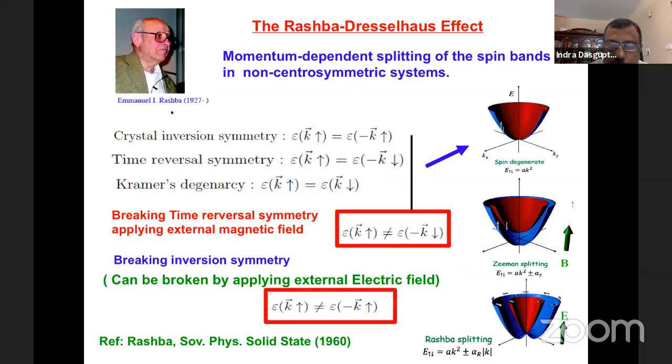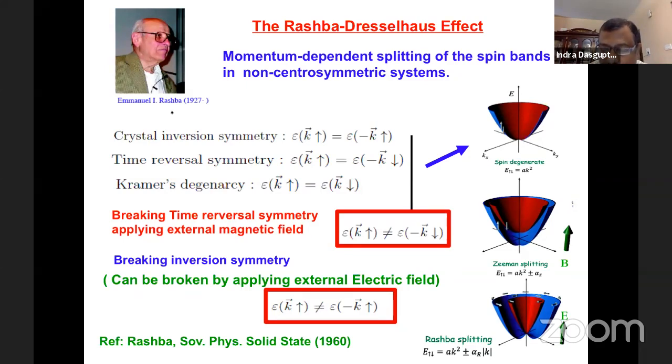What I'm going to talk about today is a totally different effect. If you have a system which breaks inversion symmetry, and let me also alert you that the inversion symmetry can be broken by applying an external electric field, then once you break this symmetry, again the band splits. The up spin and the down spin bands split in a slightly different way. Now the splitting is k-dependent, and they host a different kind of spin texture.